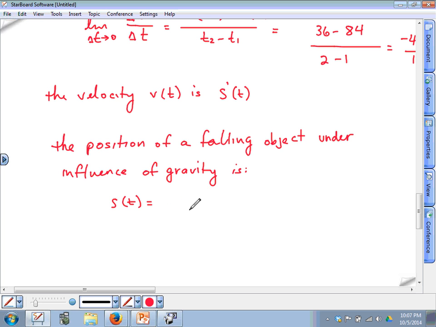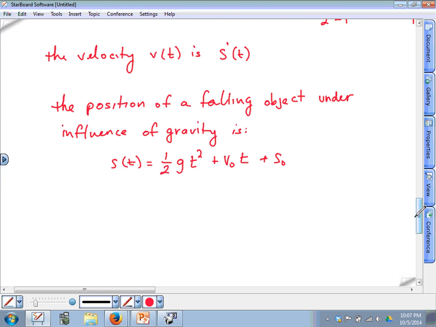Well, actually, let's do this in general. This negative 16 is the gravity on Earth, but in general, it's 1/2 g t squared plus v sub 0 times t. V sub 0 is the initial velocity. G is the effect of gravity, and on Earth it's negative 32 feet per second squared. But it could change depending on, I guess, what planet we're talking about. S sub 0 is the initial position, or the initial height of the object that's falling.